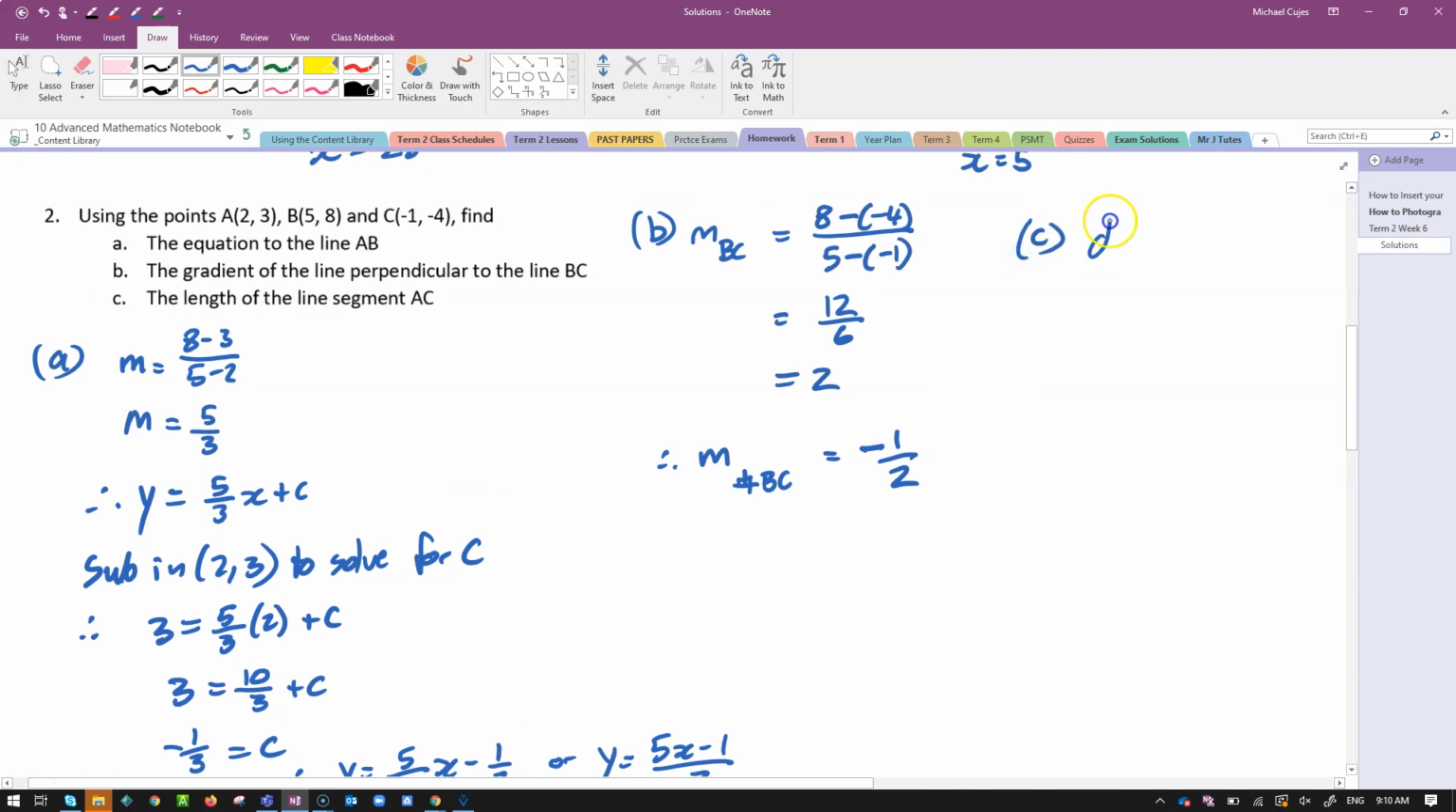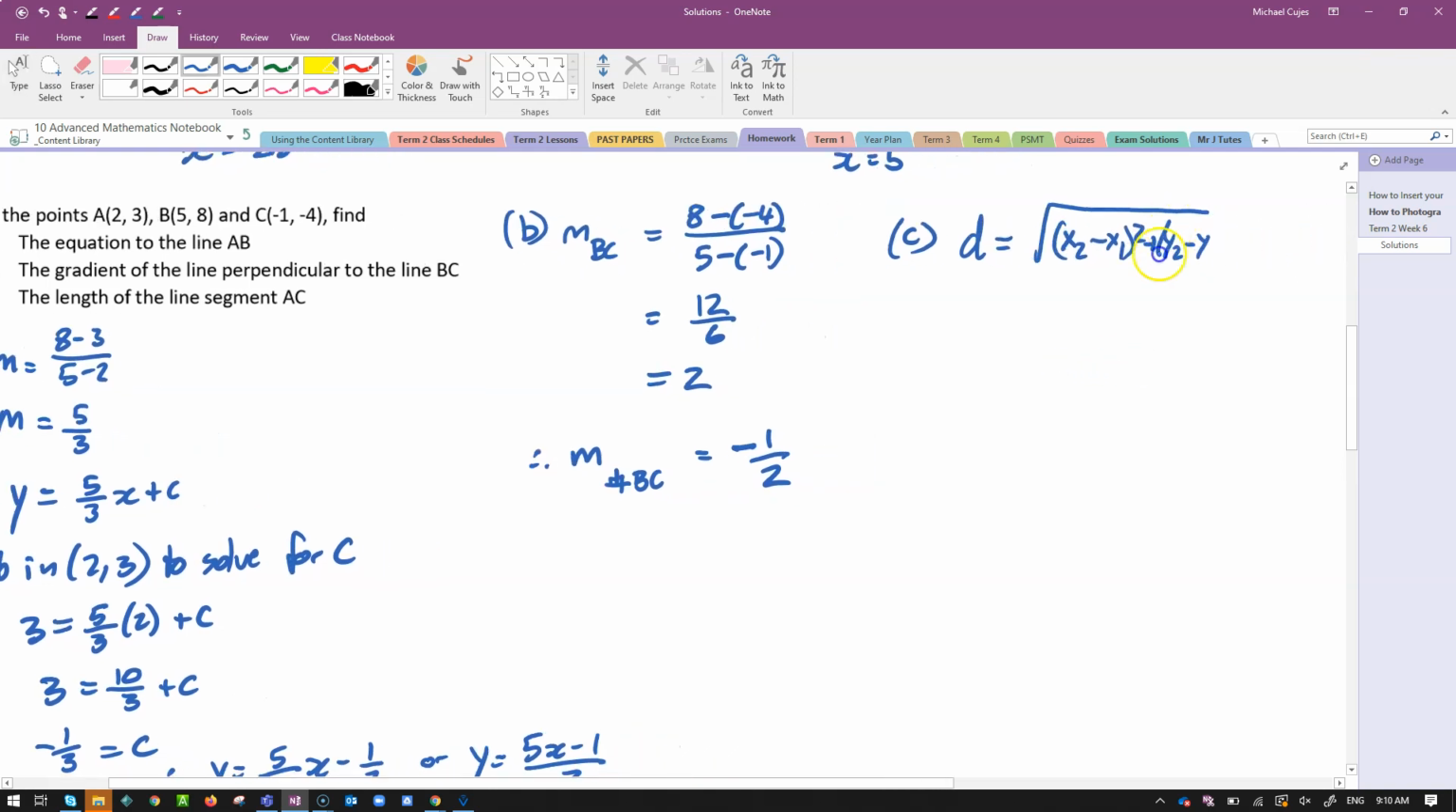Part C, the length of line segment AC, it's just our distance formula, isn't it? Difference in x coordinate squared plus difference in y coordinate squared. If you can't remember that, it's just Pythagoras' theorem. So we can remember Pythagoras' theorem. That works fine as well.